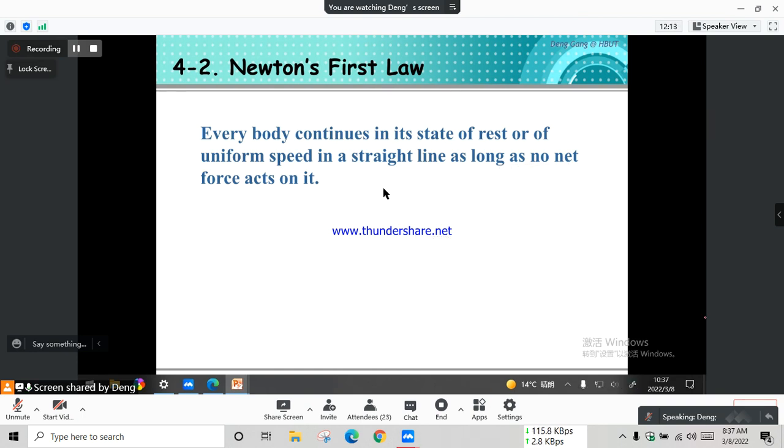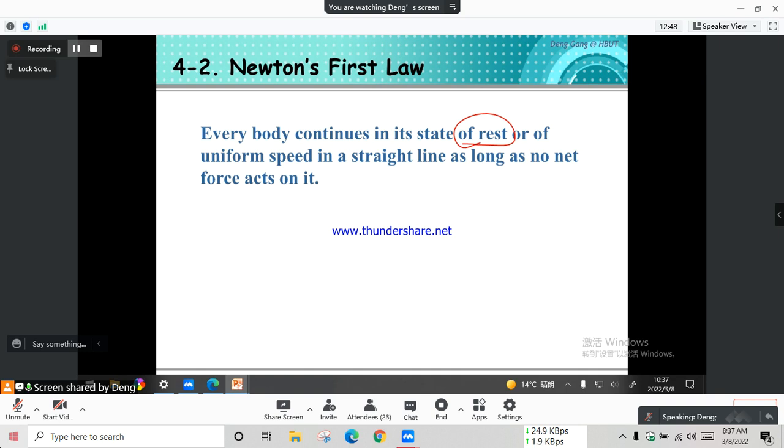Just like here, they agreed with this continued state of rest. They agreed with this because even at that time, people knew that if we do not push this object, it will not move. It will be at rest if I do not push it. So they agreed with this. It will be at rest if there's no force on it.